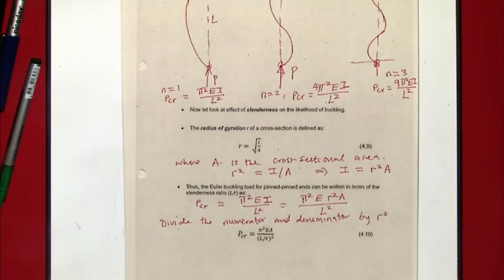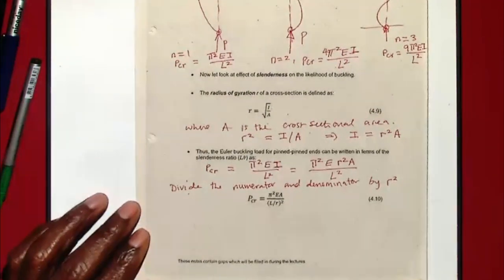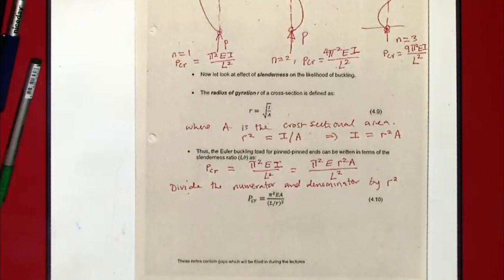Which means if I know the radius of gyration, I can still calculate that critical load which I want without knowing what the second moment of area is. So from that. Okay. Are we all okay with that? Okay, so let's move on. So the next one.